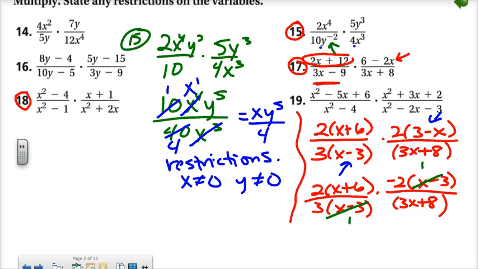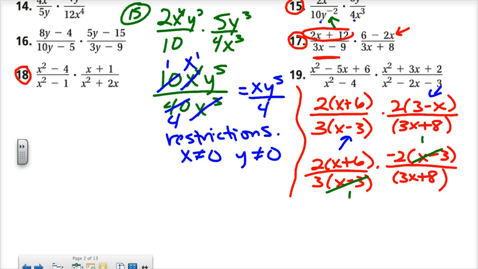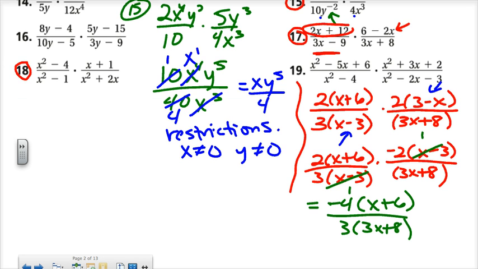And then what we need to do is check and see if there's anything else that will cancel. Nothing there. So our numerator is going to be 2 times negative 2, which is negative 4, times x plus 6. And our denominator is 3 times the quantity 3x plus 8. And then go after your restrictions. Our restrictions, let's take a look at our denominators. Right here and right here in factored form. So x cannot equal 3.